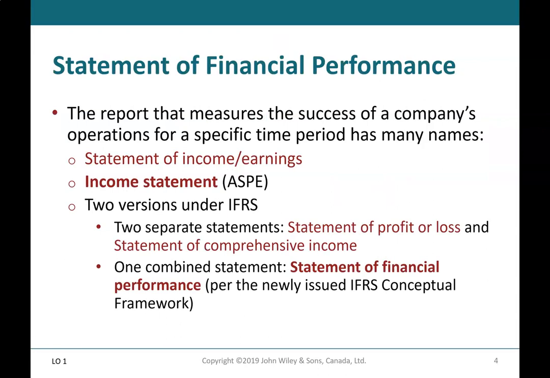Statement of financial performance. The report that measures the success of a company's operations for a specific time period has many names. Statement of income or earnings, income statement under ASPE. Under IFRS, there are 2 versions: 2 separate statements, a statement of profit or loss and a statement of comprehensive income, or 1 combined statement, the statement of financial performance, per the newly issued IFRS conceptual framework.